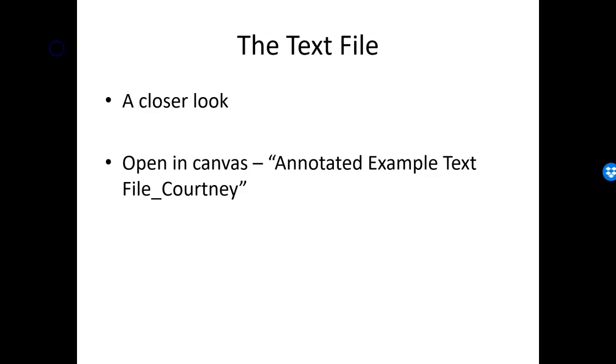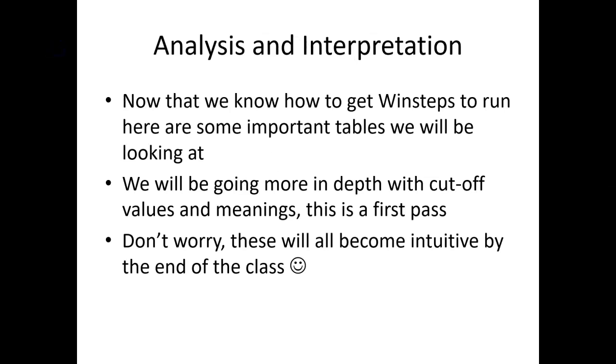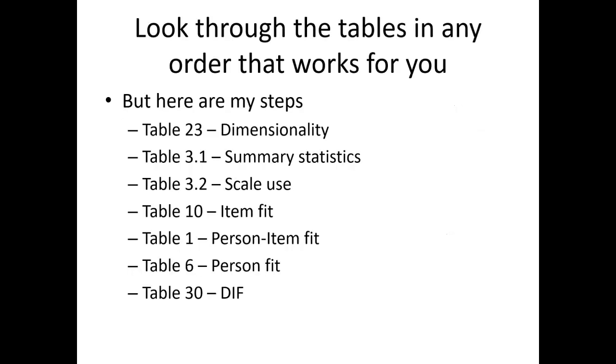Going back, I want to do a really quick overview of all of the tables. This is going to be a little bit overwhelming, but by the end of these sessions, you will understand Rasch analysis and know what all of these things mean. I just want to give you a quick preview of what tables look like. Generally, there is not a right or wrong way to look at different tables, but this is the order that I always look at things in. We start with dimensionality, then I look at summary statistics for holistic fit, then scale use, item fit, person fit, and I go into looking at the connection between items and persons.